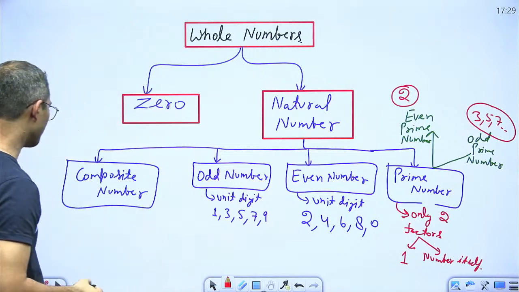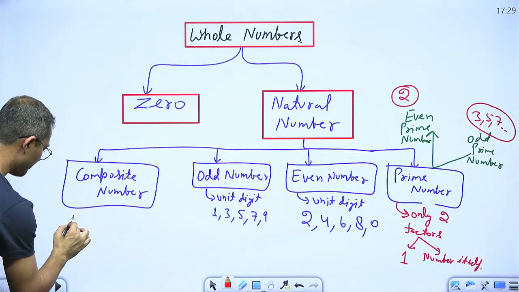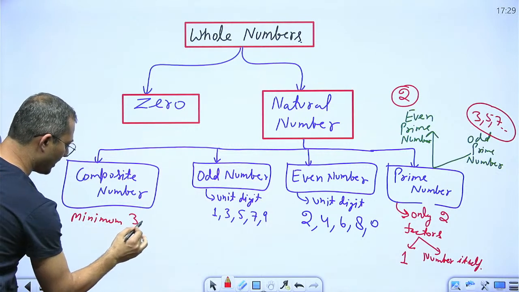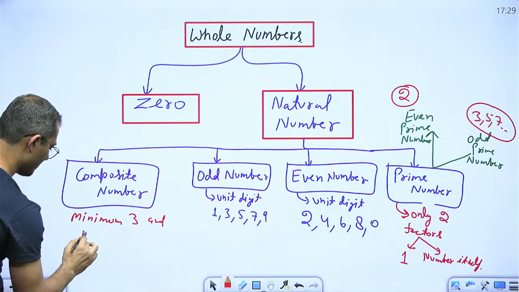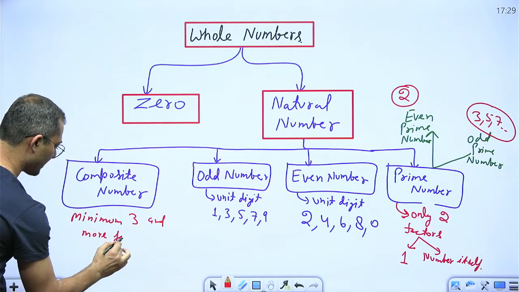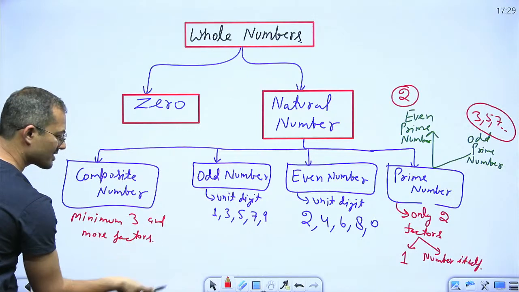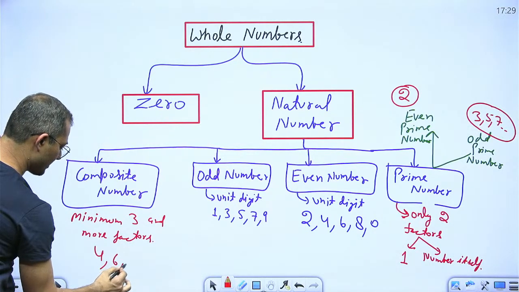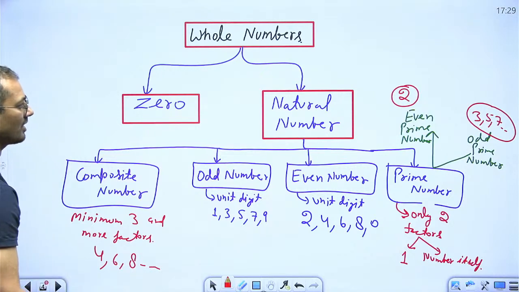So what is a composite number? Numbers which have a minimum of 3 or more factors are known as composite numbers, starting from 4, 6, 8. So these are the composite numbers.